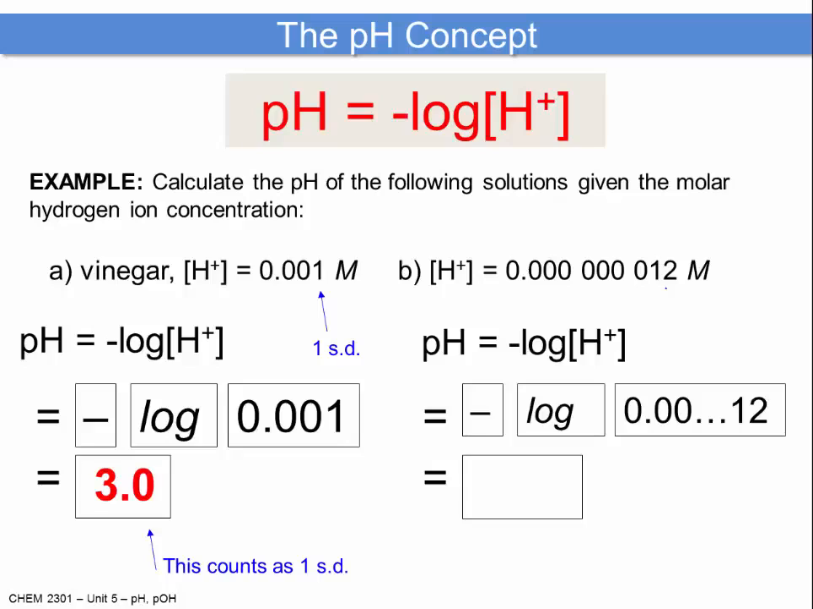Let's look at part B here. We have 0.000000012 molar concentration of hydrogen ions. There are two significant digits in this case. And so we plug this value into our calculator according to the equation, negative log of the 0.00, etc., and we get an answer of 7.92. It looks like three significant digits, but this counts as two significant digits because we only calculate the values after the decimal place for pH questions.